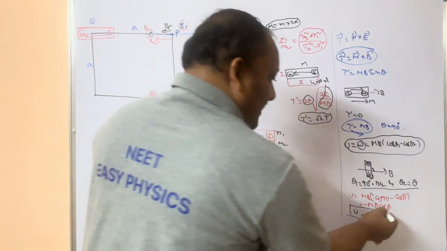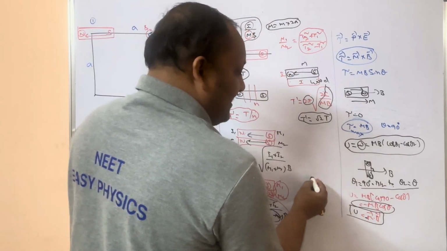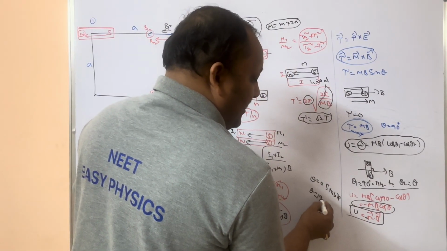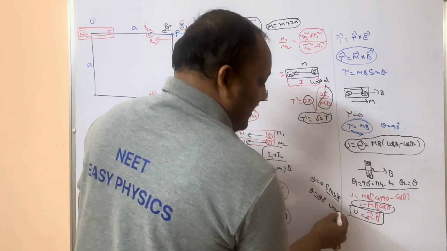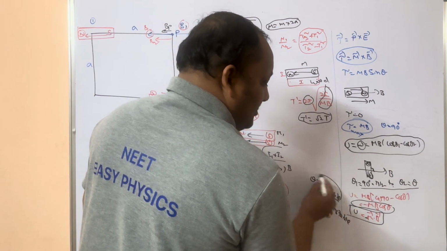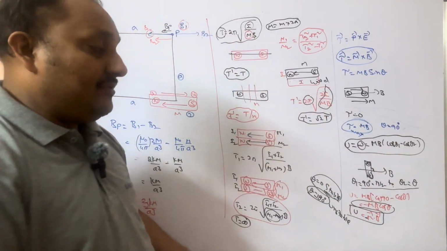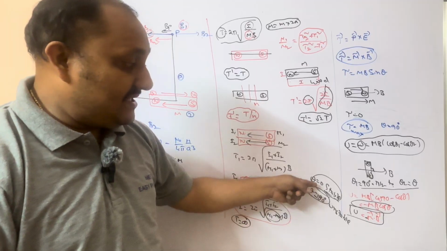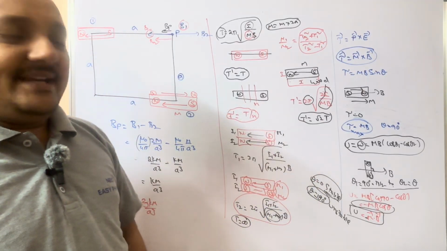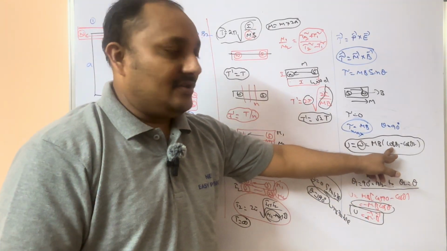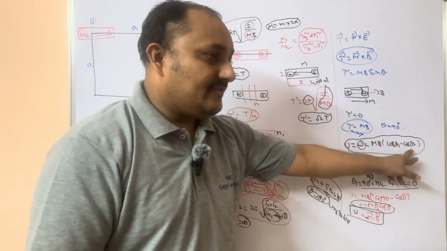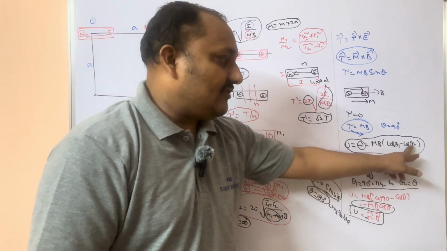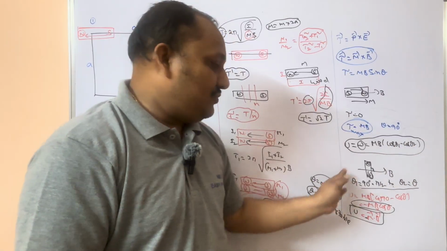While using this formula, for stable and unstable equilibrium: if theta is 0, it is called stable. If theta is 180 degrees, that is called unstable. They will ask what is the work done to rotate a magnet from stable to unstable position, meaning 0 to 180 degrees. Then theta 1 should be 0. Cos 0 value is 1, cos 180 is minus 1. Then you will get 1 minus of minus 1, that is 1 plus 1, 2. You will get 2 MB.